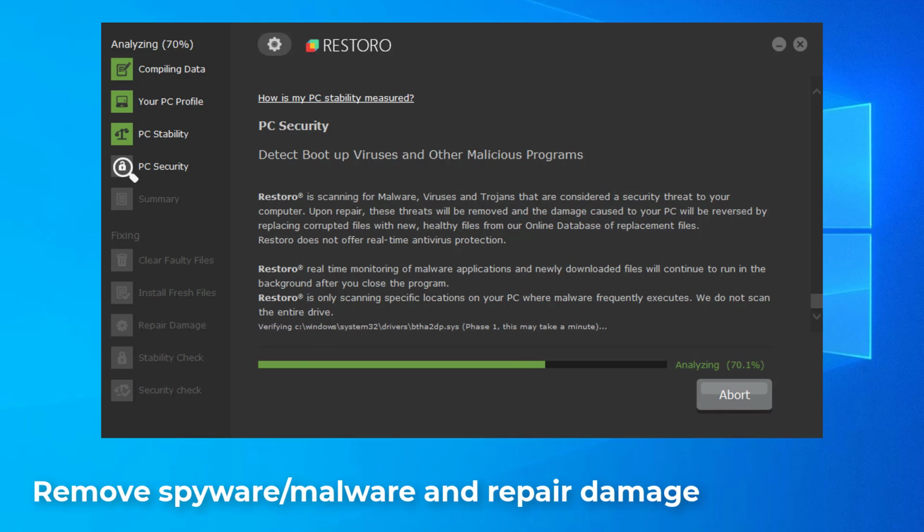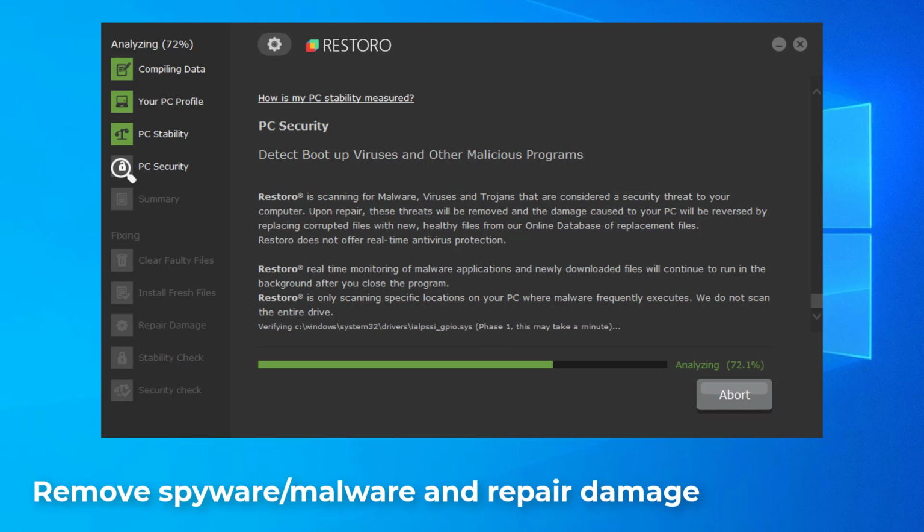Restoro uses a virus scanning engine to detect and remove spyware, such as adware, browser hijackers and other potentially unwanted programs, and malware, such as trojans, rootkits, worms and similar. The software will deactivate and quarantine detected threats, preventing them from doing any more damage. The next thing Restoro does is repair virus damage by replacing damaged Windows OS files with clean ones. Therefore, all operating system files, DLLs and registry components will be replaced with intact ones.